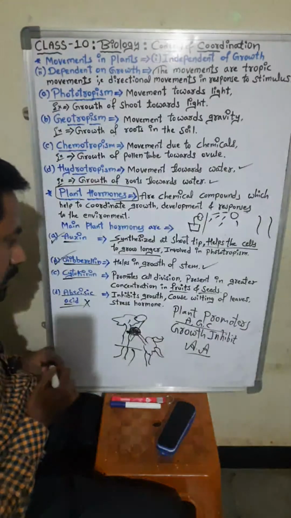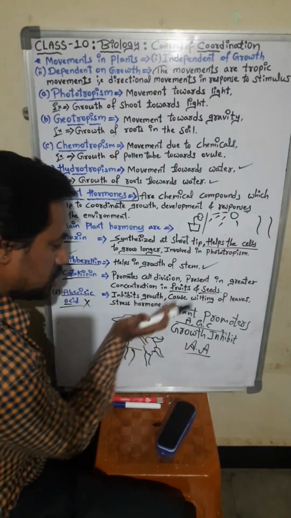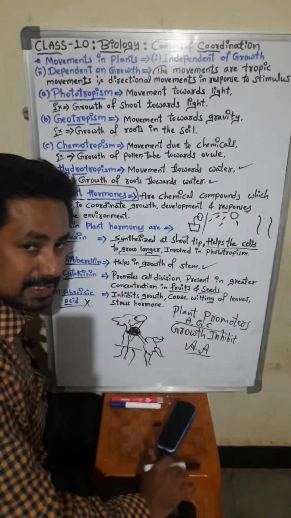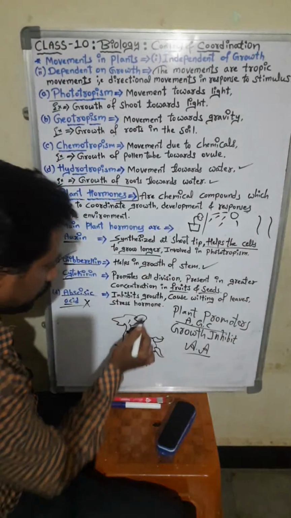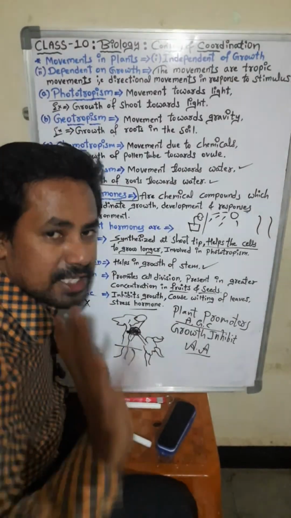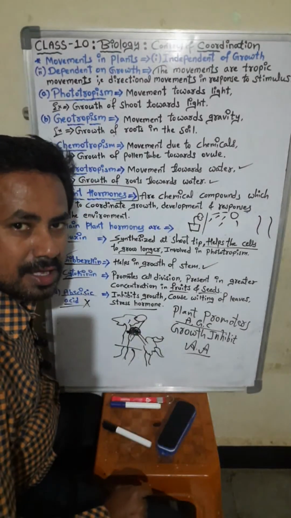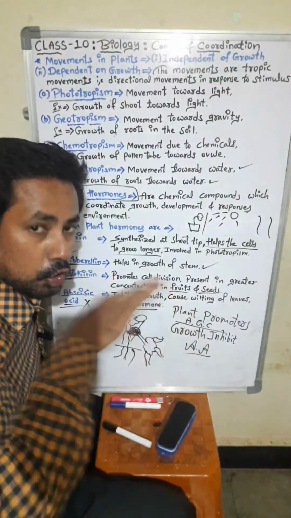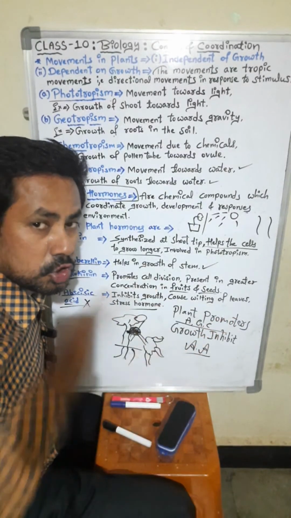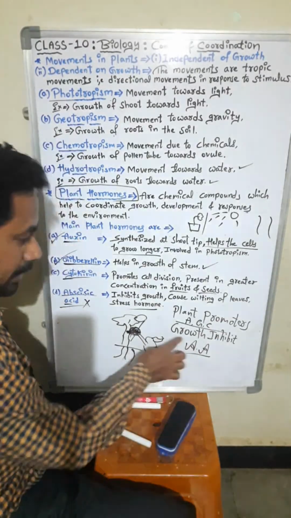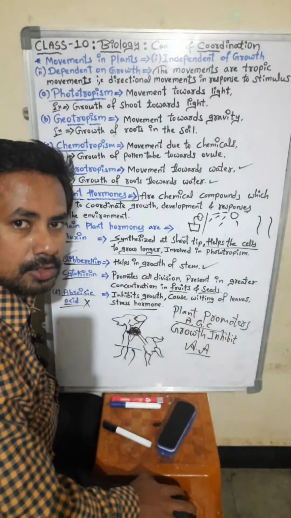So abscisic acid stops the growth, causes wilting of leaves, and it is also called the stress hormone. Which hormone is known as the stress hormone? For a one mark question: abscisic acid. Which hormone is known as the growth inhibitor? They will not give you the word stop, they will say inhibitor. Inhibit means stop.